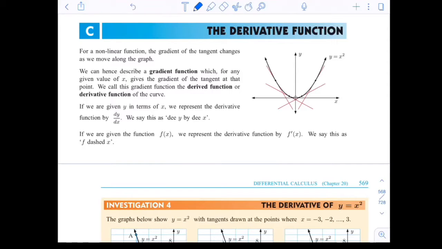Hey guys, welcome back. We're going to look at 20C, which is the derivative function. What the derivative function is, it's a function that you derive from the equation of either a quadratic or any curve. And what it allows us to do is find slope at any given x value.